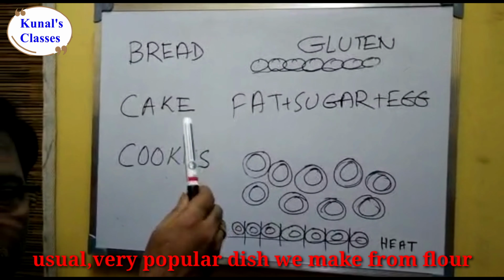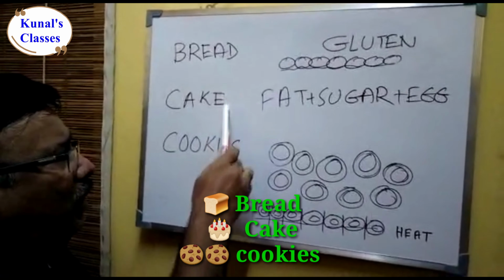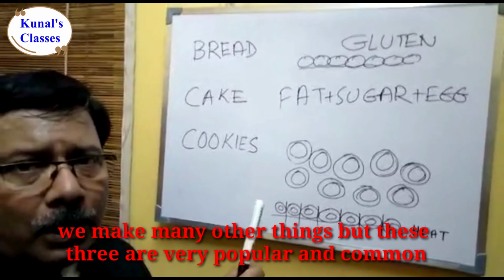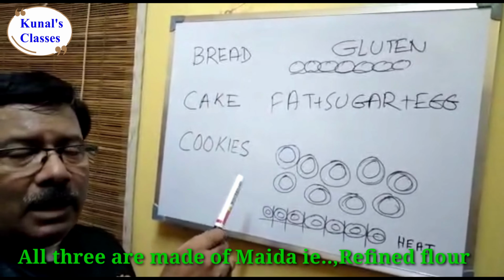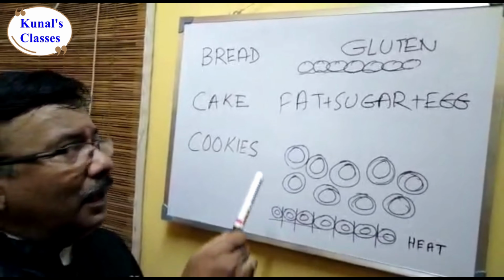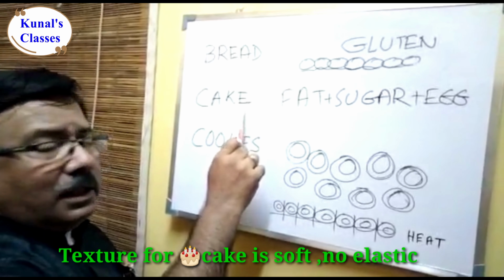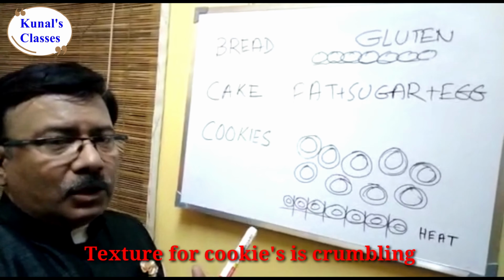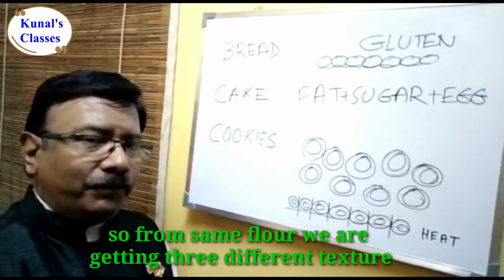What are the usual very popular dish we make from flour? We make bread, we make cake, we make cookies, we make many other things, but these three are very popular and common. But see, all three are made of flour. I'm talking about maida, refined flour. But the texture is different. Here it is elastic, here it is not elastic, it is soft, and here it is crumbly. So from the same flour, we are getting three different texture.